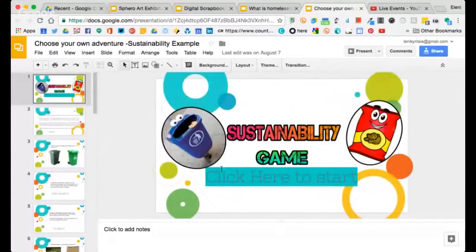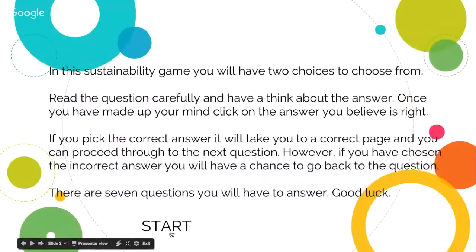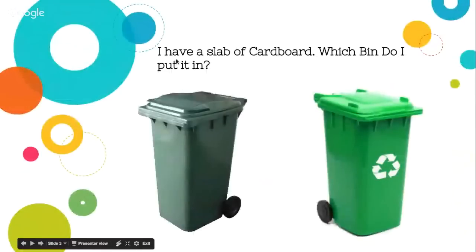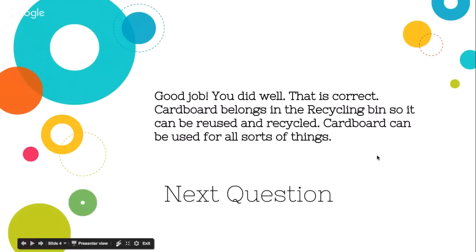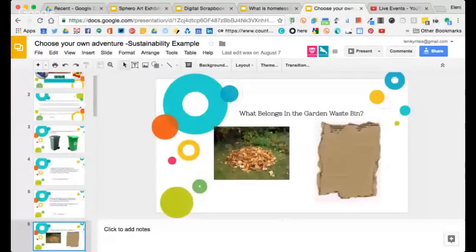Through this, the students created, linking to their units of inquiry, and they simply linked the text to different ideas. So I have a slab of cardboard, which bin do I put it in? Is it the green bin or the recycling bin? If I click the recycling bin, it says, good job, that's correct, go to the next question. So they ended up creating and sharing their knowledge through Google Slides and developing questions, which they then shared with other students in the school.